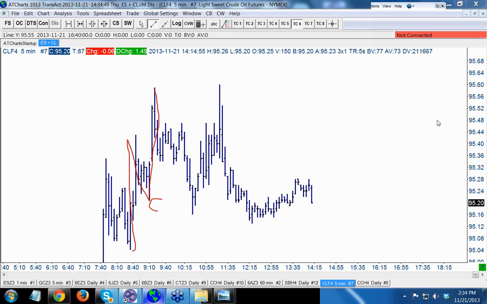And skew to the right. How about this? Medium shallow, double top.